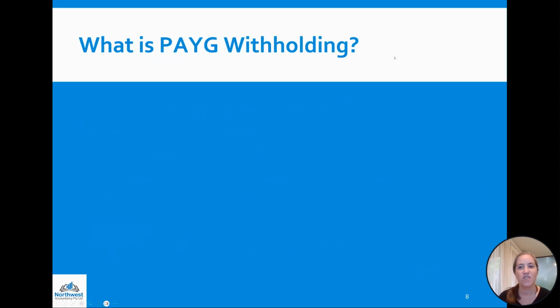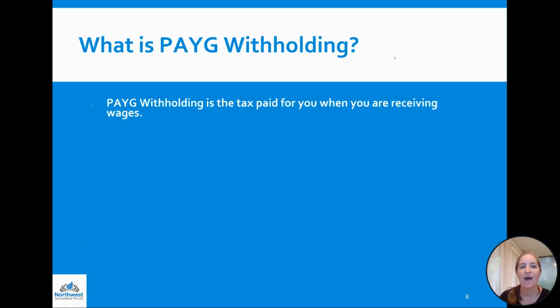Okay, what is pay-as-you-go withholding? So pay-as-you-go withholding is the tax that work pays for you when you're receiving wages. And why is this important? Wages tax is the tax that work has already paid for you based on your taxable income.